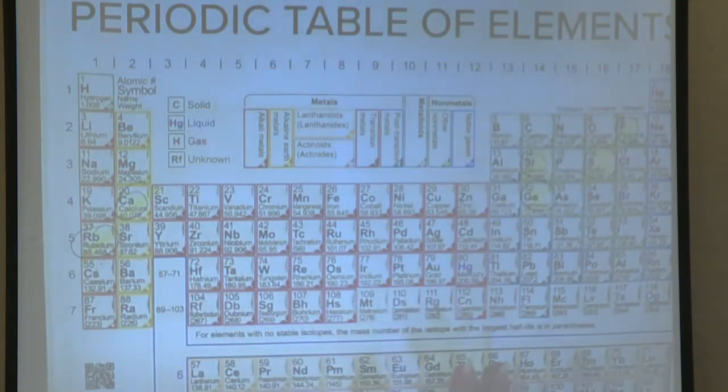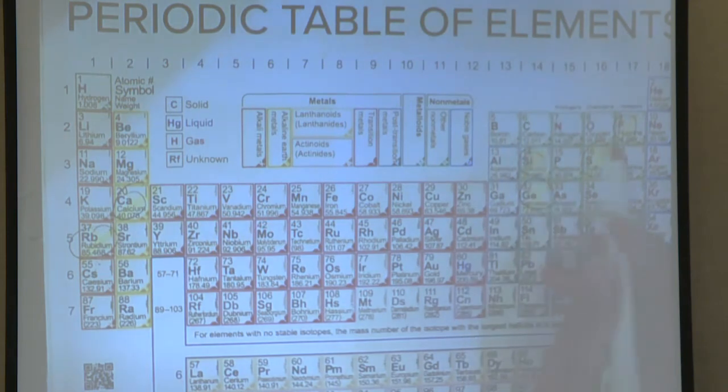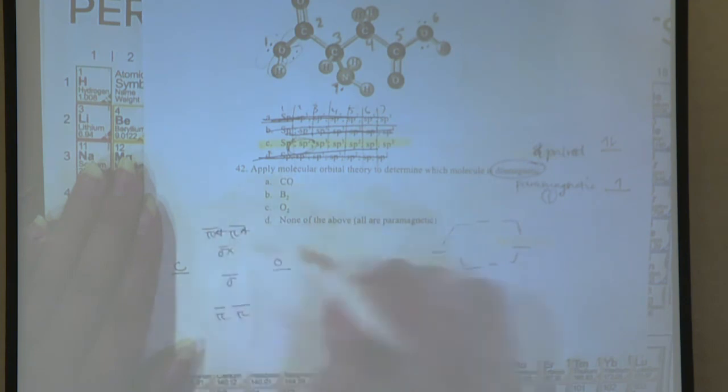So you put your atoms on the side like this, right? Carbon has 4 and oxygen has 6, so you need 10. You're going to have sigma, anti-sigma, right? Then pi, pi, anti-pi, anti-pi. And you start from your lowest.